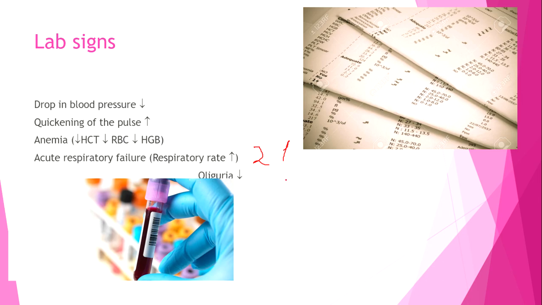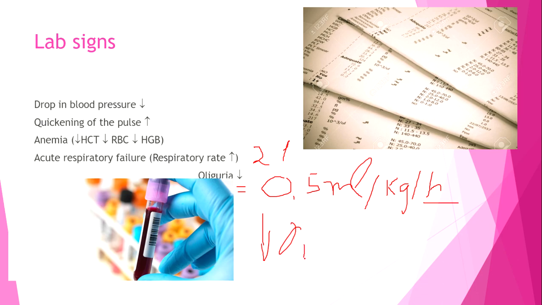Oliguria. When we talk about oliguria and we have an adult patient, we must talk about 0.5 milliliters per kilogram per hour. It's equal to normal urine output per hour. If we have less than 0.5 milliliters per kilogram per hour, we talk about oliguria.